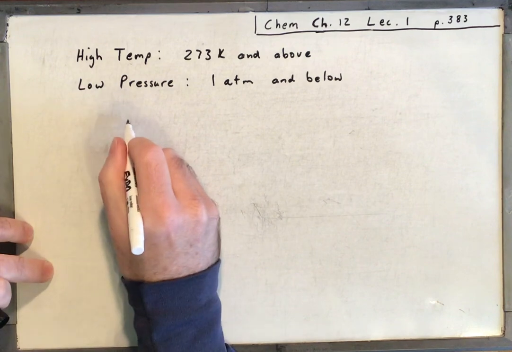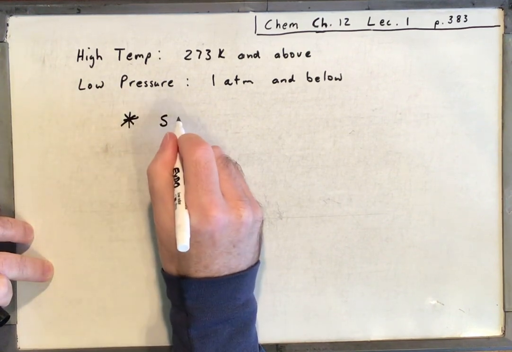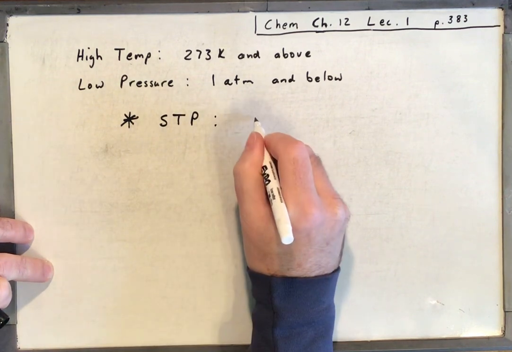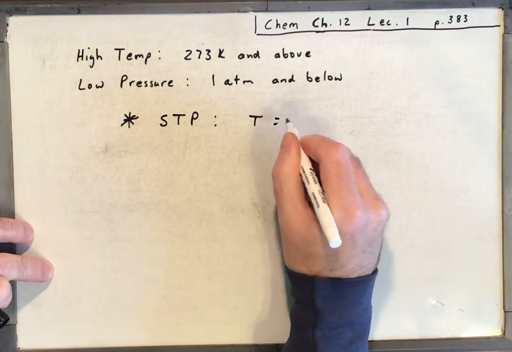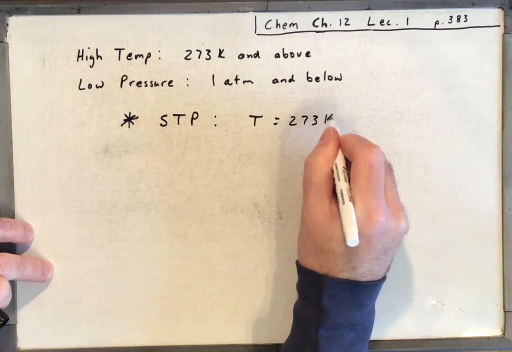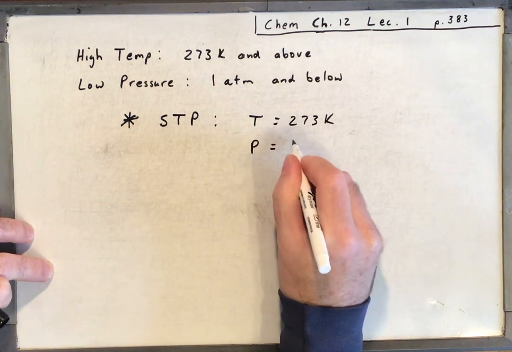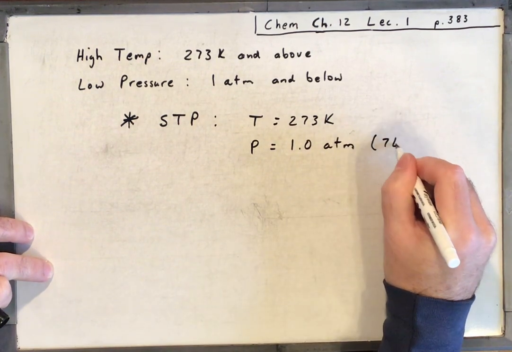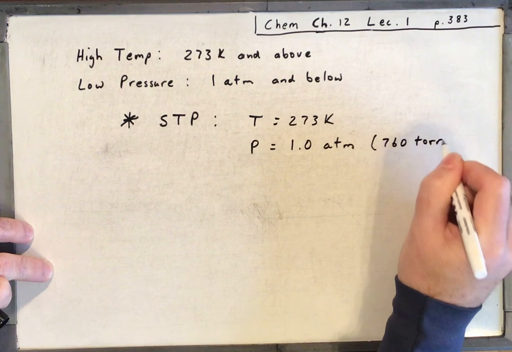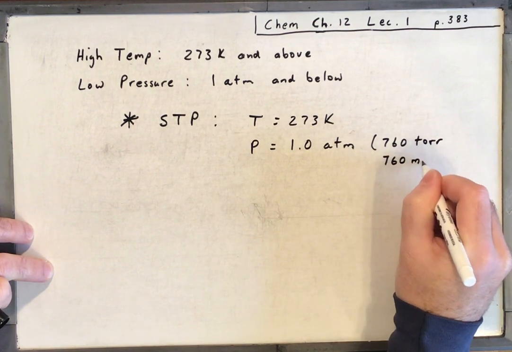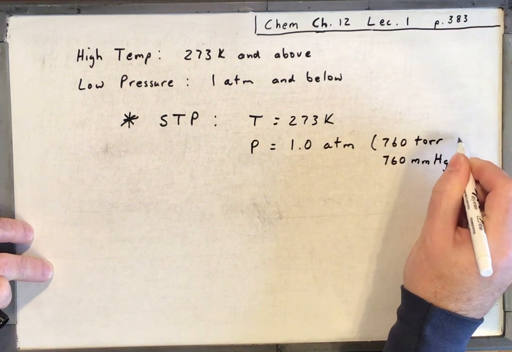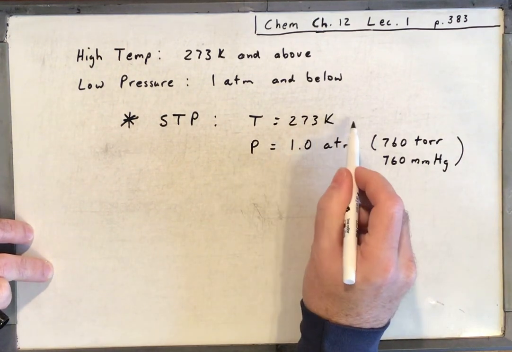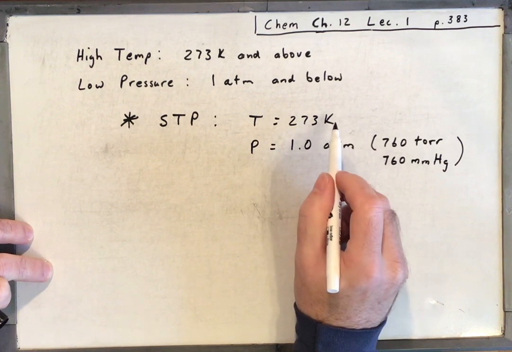Standard temperature and pressure. You've got to memorize this because a lot of problems use the term STP. What is standard temperature and pressure? Well, the temperature is going to be 273 K. Standard pressure is 1 atmosphere. That would also be 760 torr or 760 millimeters of mercury. That's standard temperature and pressure. If you want to do 273.15, that's totally fine. I really don't care either way.